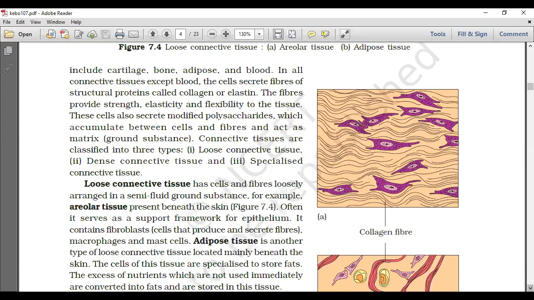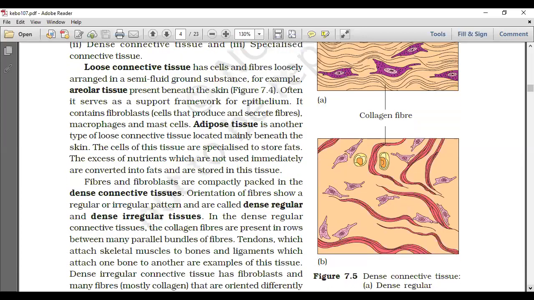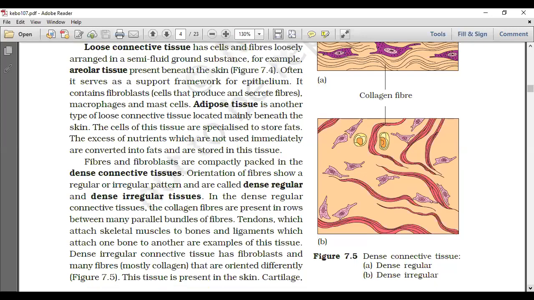Loose connective tissue has cells and fibers loosely arranged in a semi-fluid ground substance. For example, areolar tissue of loose connective tissue is present beneath the skin, and it often serves as a support framework for epithelium.